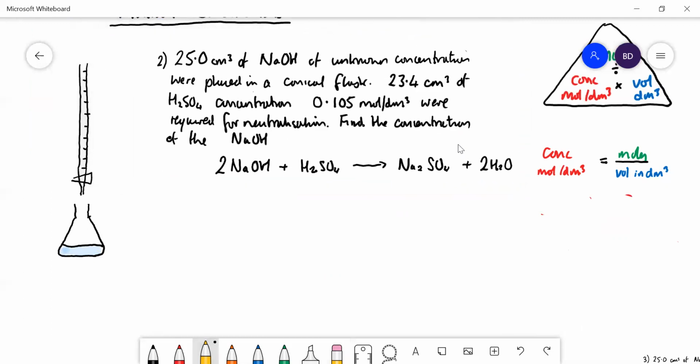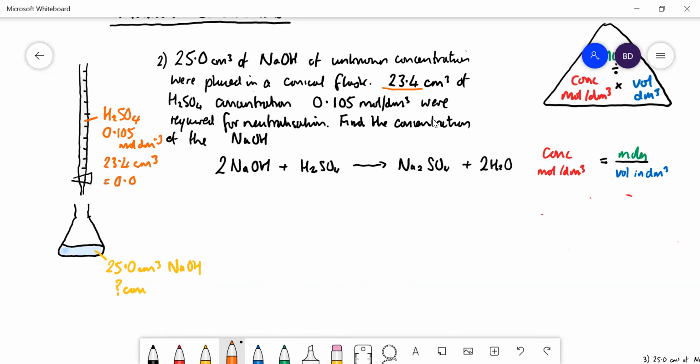Once again, we've got NaOH, we don't know the concentration of that, and that's in the conical flask, 25 centimeters cubed, that's the volume. In the burette, this time we've got sulfuric acid, and we know the concentration of that is 0.105 mole per decimeter cubed. The volume we need for neutralization is 23.4 centimeters cubed. I'll convert that to dm cubed: 0.0234 dm cubed, divided by 1,000.